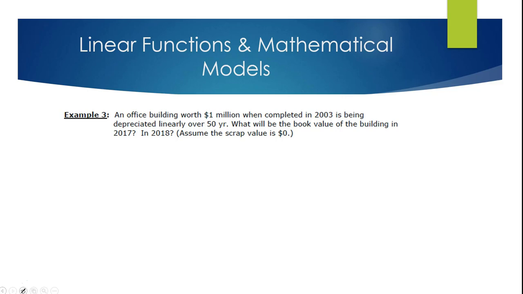So we didn't give a whole lot of background on this, but basically, we're starting off with an initial value. The building is worth $1 million. So we could say X equals the number of years after 2003, and the worth of the building is my Y. So in 2003, which means there are no years past 2003, I'm at 1 million.